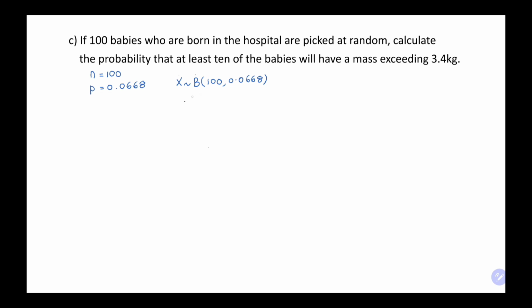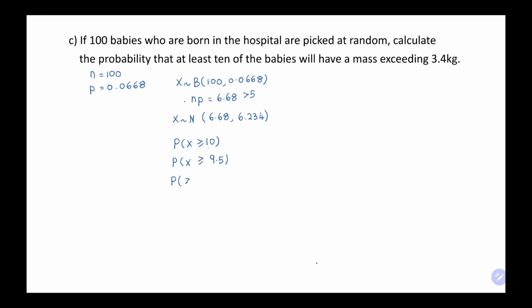We check n times p, we get 6.68, so greater than 5. Since it is greater than 5, we change to normal. The mean is n times p, 6.68, and the variance is n times p times q, which gives 6.234. The question asks for the probability of at least 10, so we want P(X greater than or equal to 10). Since we change from binomial to normal, we need to do continuity correction. Greater-equal means we minus 0.5, so we get 9.5.